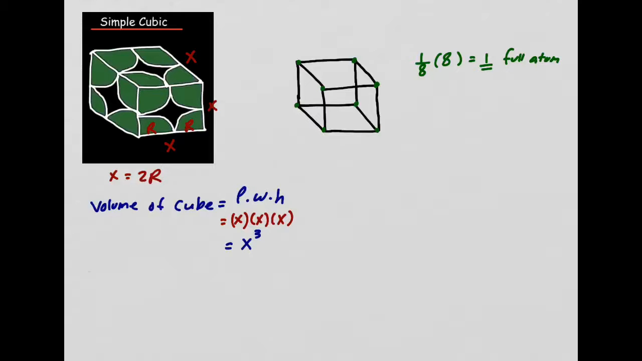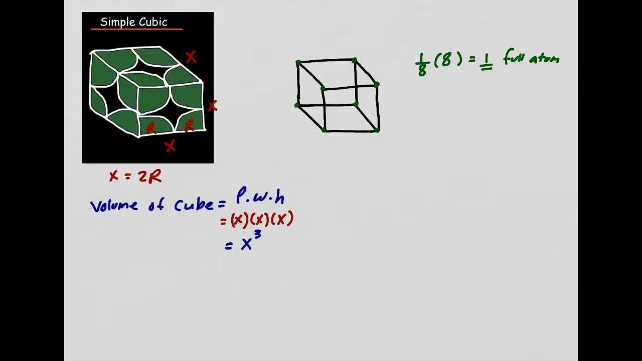So the volume of the cube is going to be x cubed because the width, the length and the height are multiplied together. That's how you get the volume of a cube. And each x is 2r. You follow me so far? Okay, beautiful.